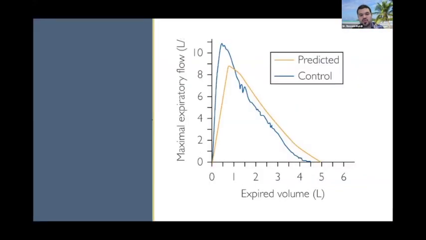Okay. So what do you think about this pattern? Now we have the predicted one, which is the gold PFT. And then this is what the actual patient did. The blue line, there's some wiggly. That's the medical term, some wiggly line in his exhalation at the second part of his FEV1. What do you think about this?